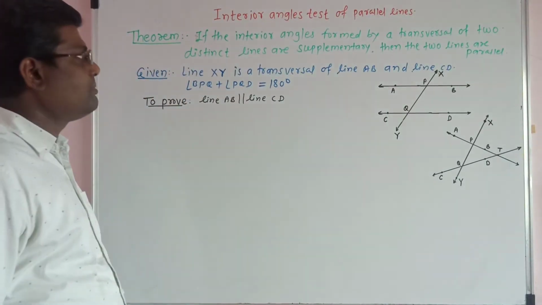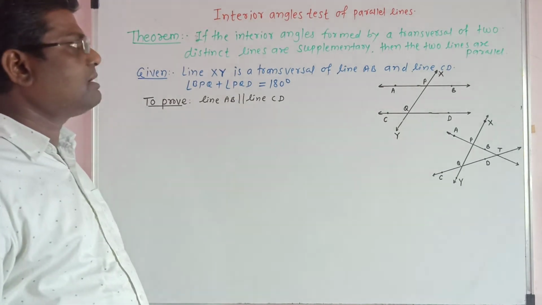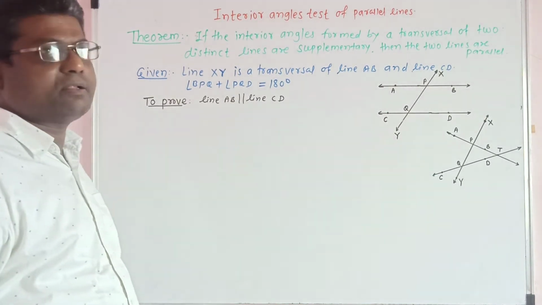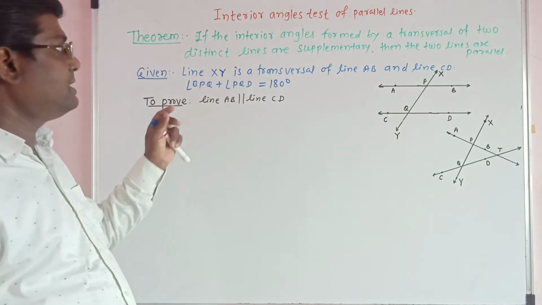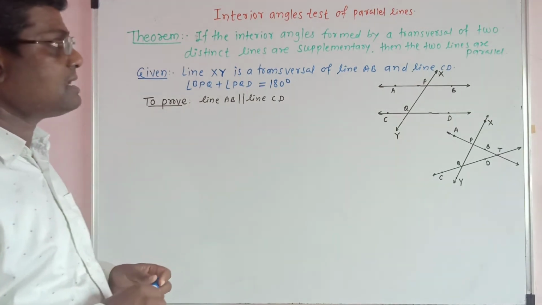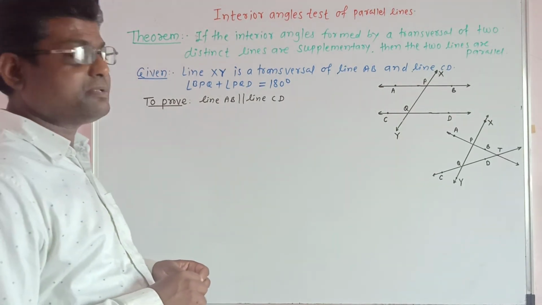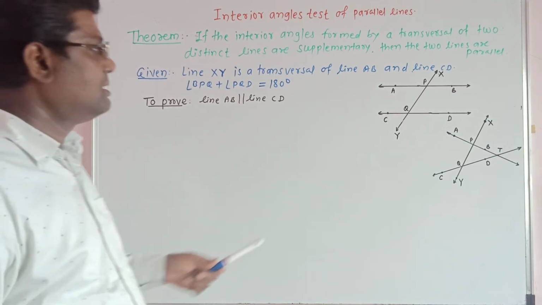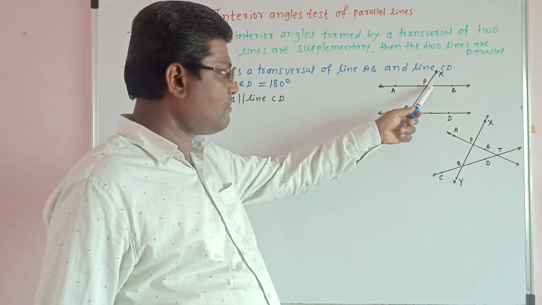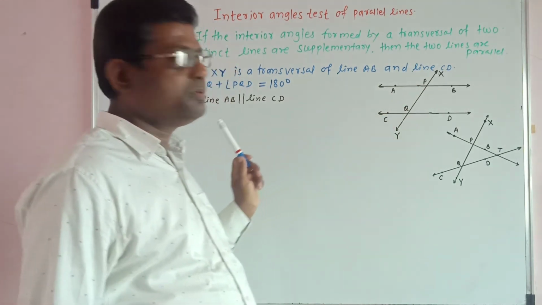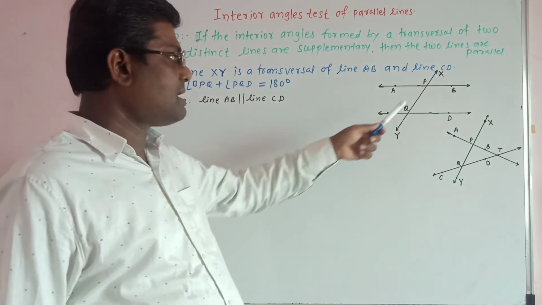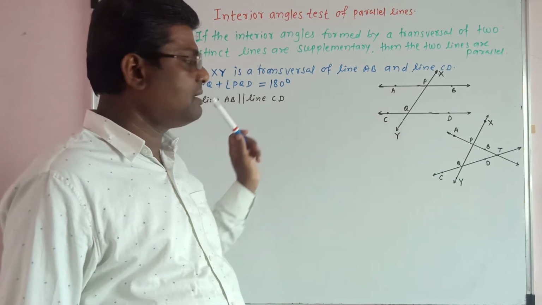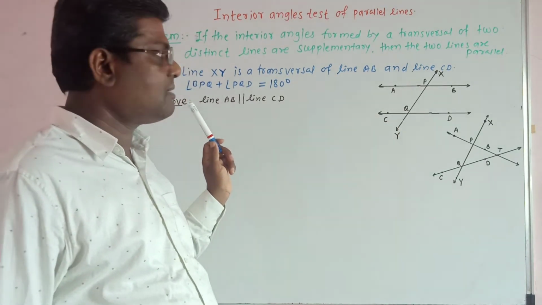Now the next theorem is the interior angle test of parallel lines. If the interior angles formed by a transversal of two distinct lines are supplementary, then the two lines are parallel. If the interior angles formed by the two lines and their transversal are supplementary, then the two lines are parallel to each other.